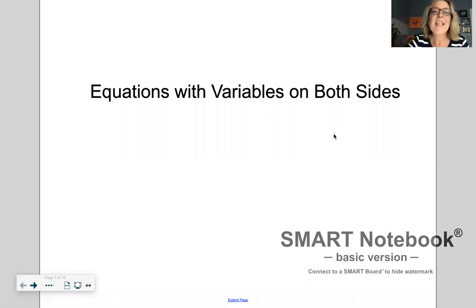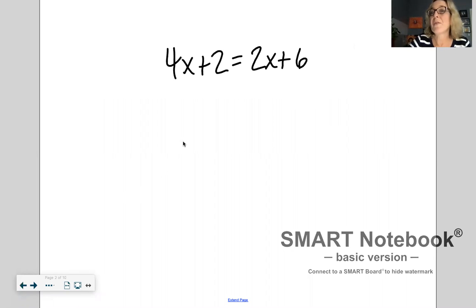Hello, eighth grade. Today we're going to look at some equations where you're going to find variables on both sides of the equation, and we'll see how we go about continuing to isolate the variable to find its value. So here's our first example.